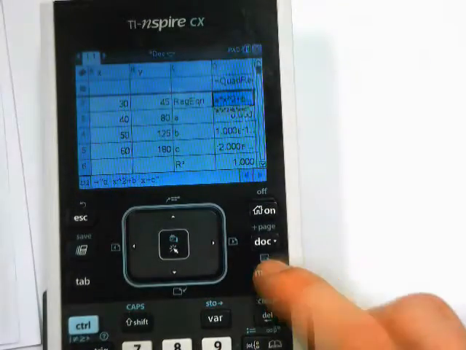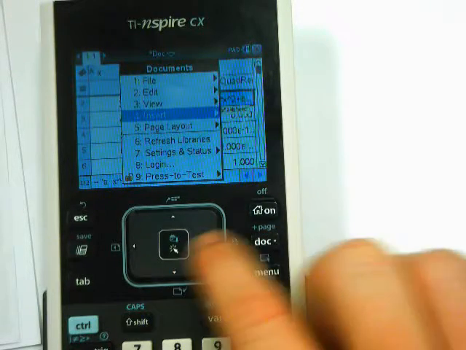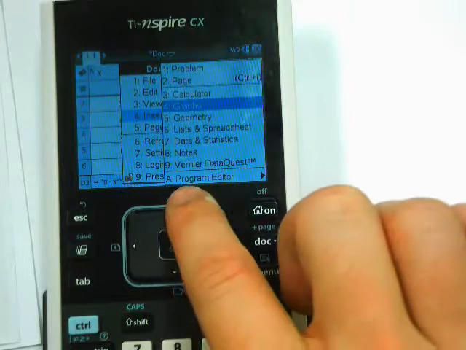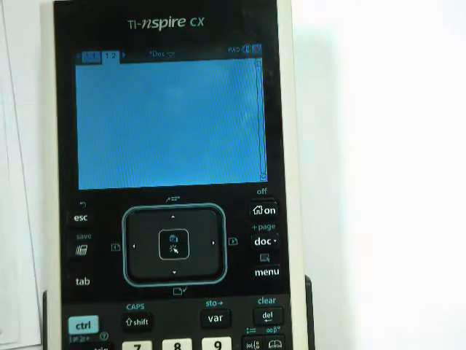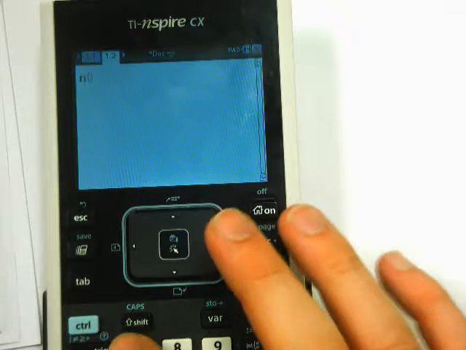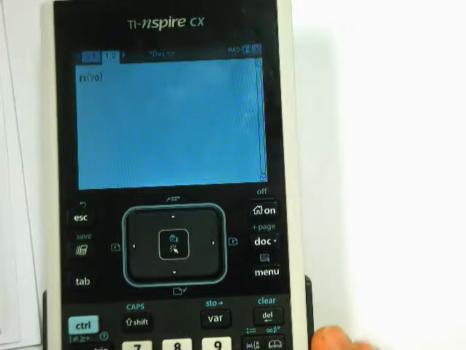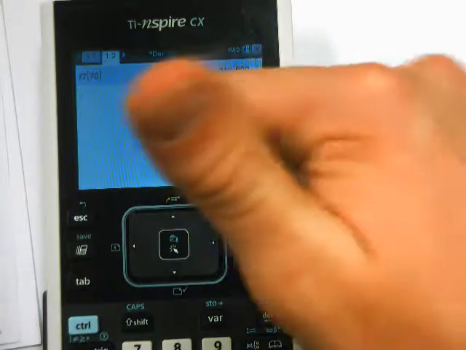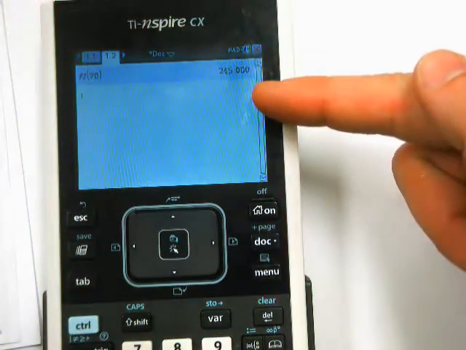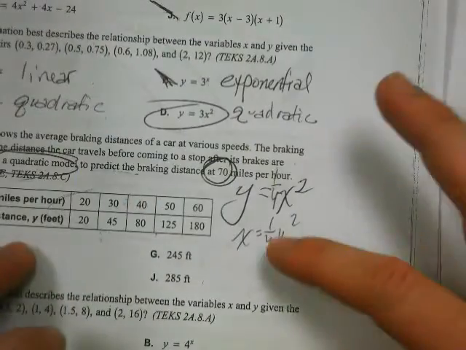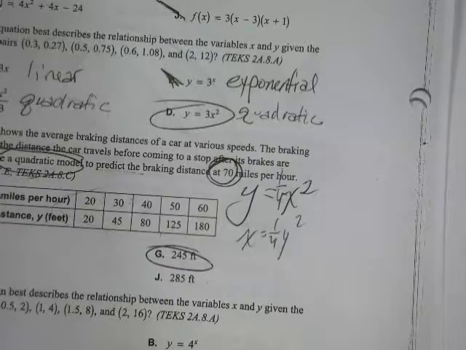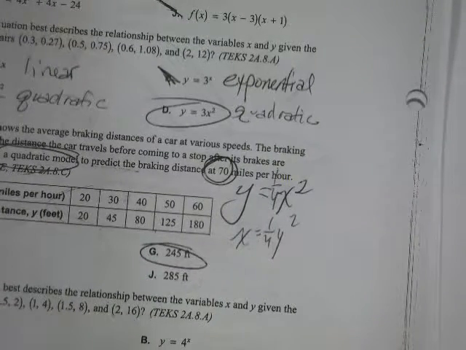So to have the calculator tell you what it is at 70, I'm going to hit Document, and I want to go down to Insert, a calculator. And we named this regression graph F1. They're asking me for what F1 is at 70, when x is 70. And F1 at 70 is 245. So that means that my answer option needs to have 245 in it. That's going to be answer G, 245 feet.